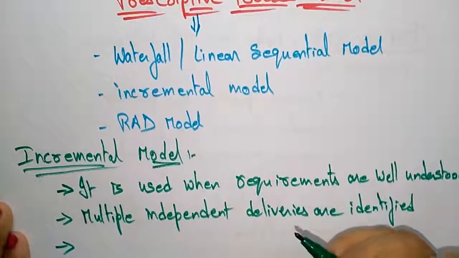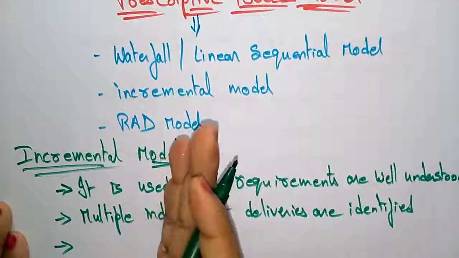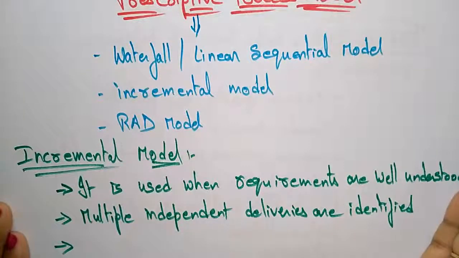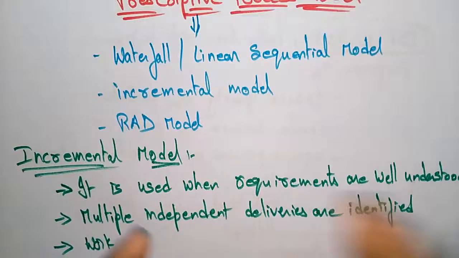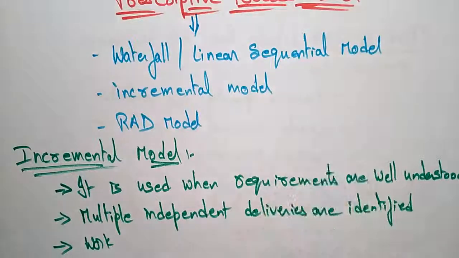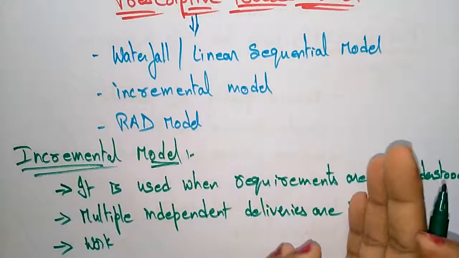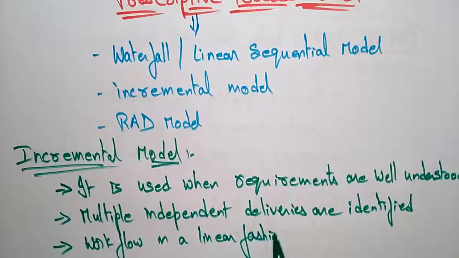And the next point, here the workflow is in linear fashion. Just like the waterfall model, in the incremental model the workflow is linear within an increment and staggered between increments. Means after the completion of communication, they go for planning. After the completion of planning, they go for modeling. Once one phase is frozen, then they go to the next phase. So it is a sequential flow.